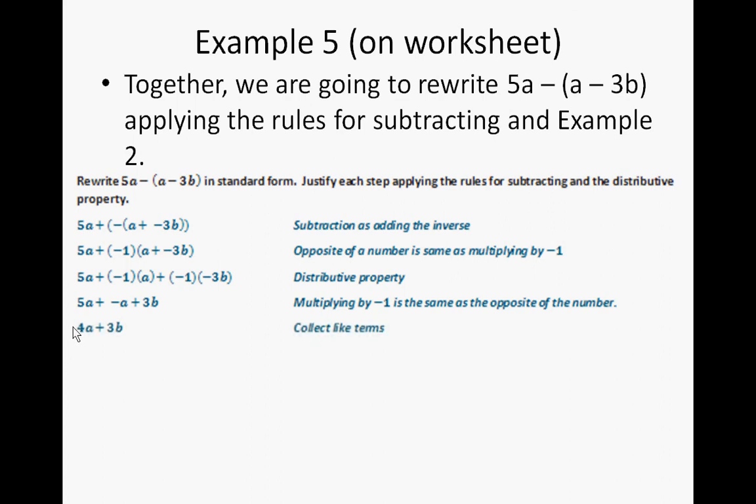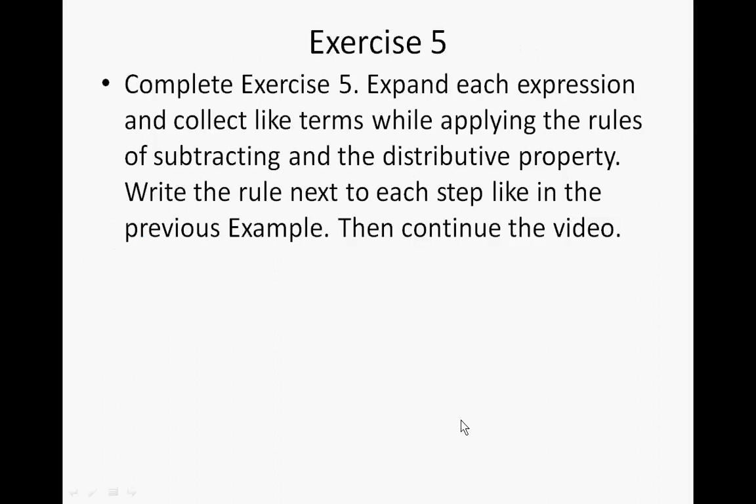And then collecting like terms, 5a plus a negative a is 4a, and then we have plus 3b, and therefore that is its own term. So from this beginning expression, we can simplify this down to 4a plus 3b. All right, so go ahead and complete exercise 5. Expand each expression and collect like terms while applying the rules of subtracting and the distributive property. Write the rule next to each step like in the previous example and then continue the video.